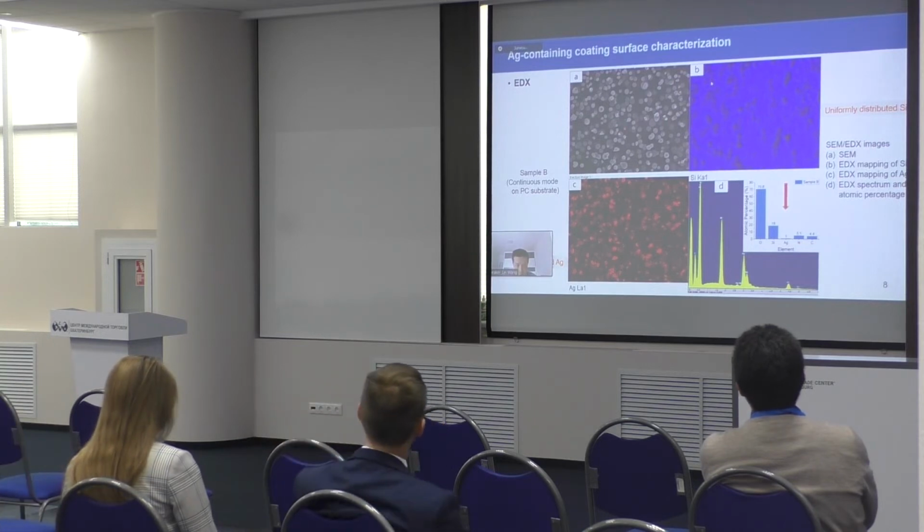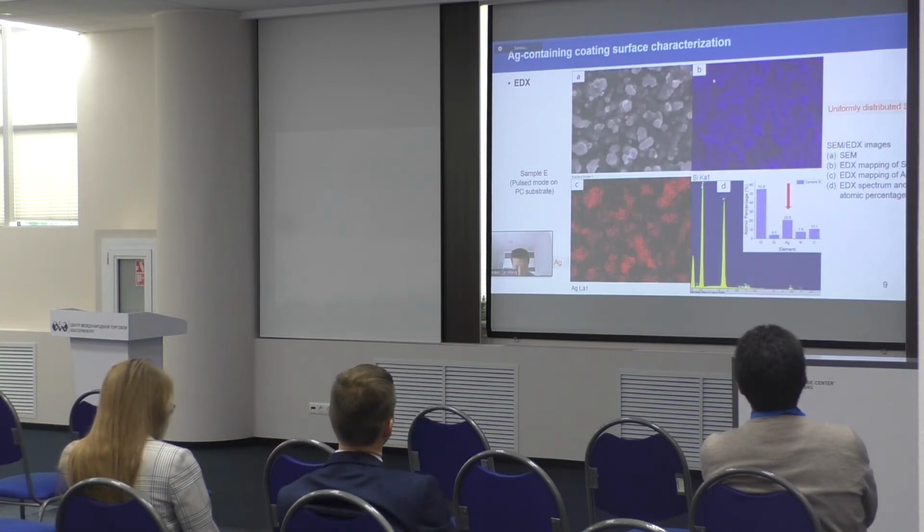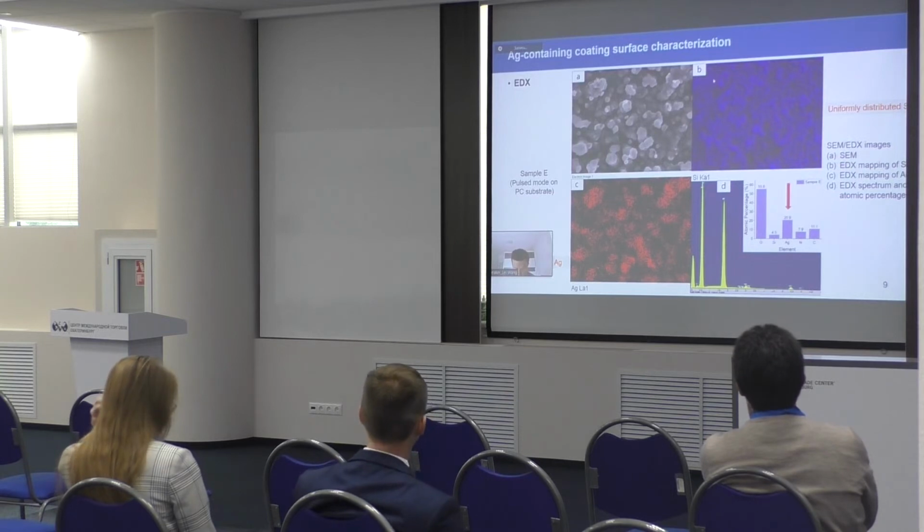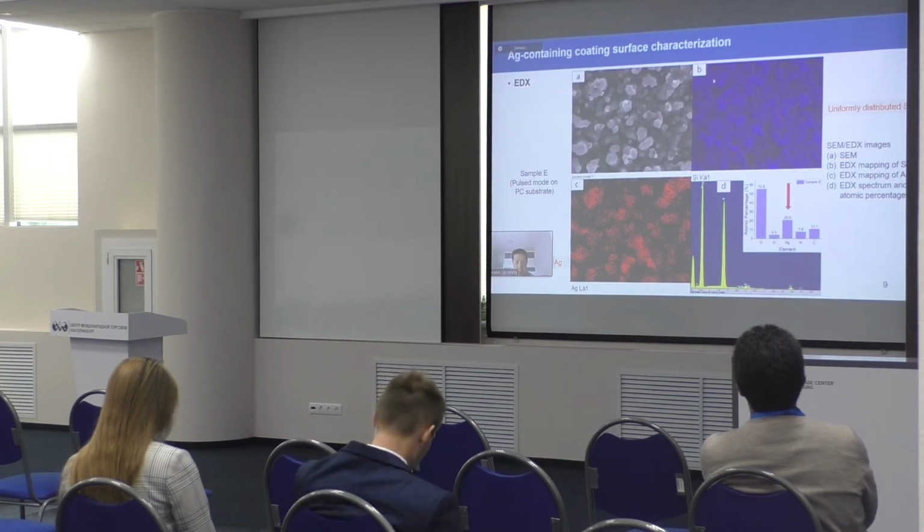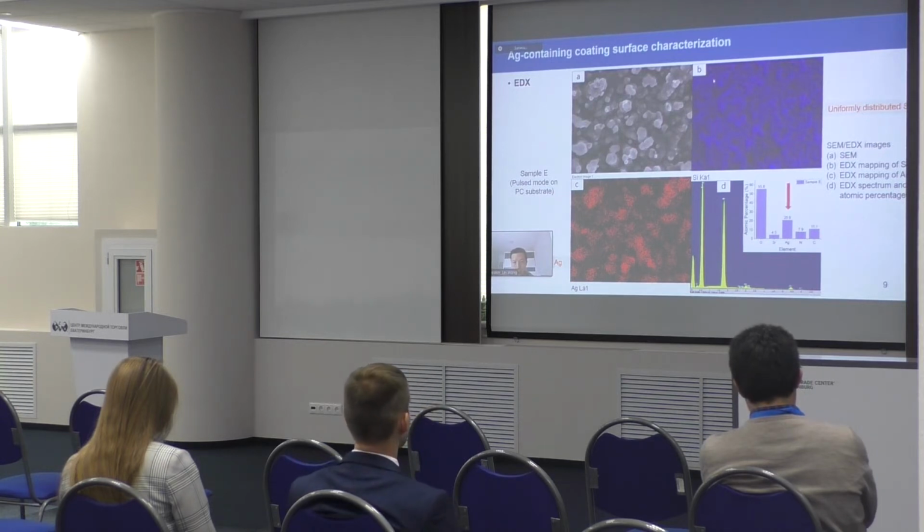So when we check sample E, the EDX map presents a quasi-uniform silicon element distribution, and the silver element has a diffuse distribution, which is quite different from sample B. And we can also see the silver content is almost 21%.